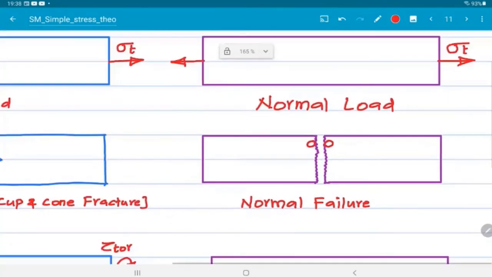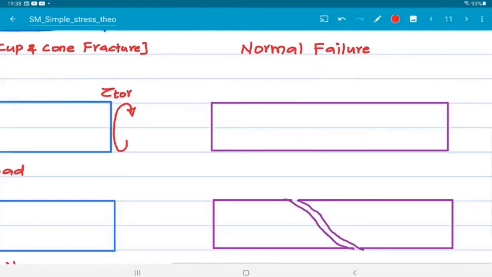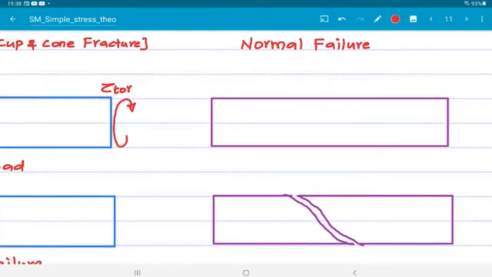Right. See, I have applied normal load. Failure is also due to normal stress, right? In the same chalk piece, another new chalk piece, again I'm going to apply torsional shear load, twisting. Tau torsion. Torsional shear stress is applied.